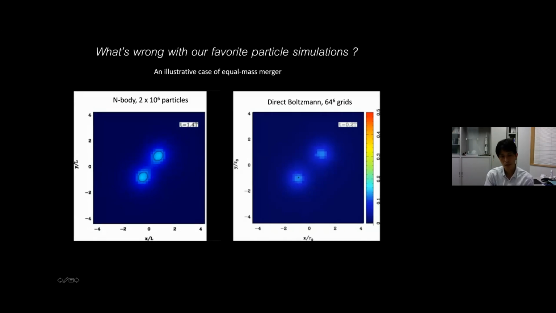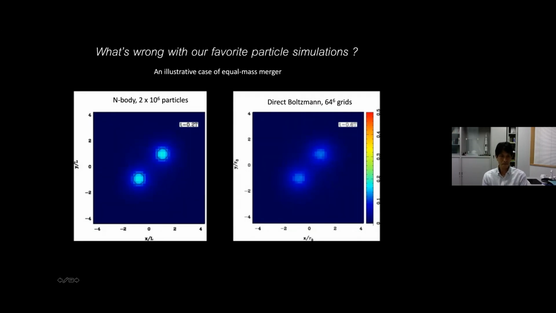Each body is represented by 1 million particles; they merge, go through, and form 2 humps again. It's like watching a very old movie. Here is the same one by the direct Boltzmann equation solver. Similarly, very boring. We have seen this many times before: galaxy merger, stellar cluster merger, and so on.